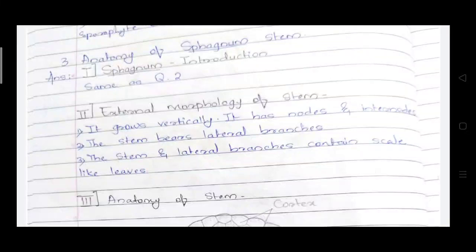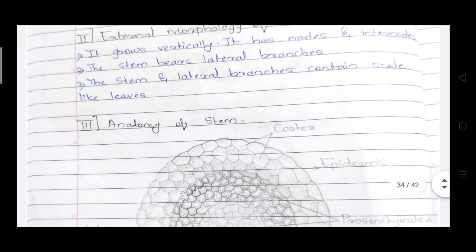Hello students, let's continue with the anatomy of the sphagnum stem. In the previous video I discussed the systematic position and external morphology of the sphagnum plant. So as you know, the stem of this sphagnum plant grows vertically and it has nodes and internodes. The stem bears some lateral branches, and the stem and branches contain scale-like leaves. So today we discuss the anatomy of the stem.